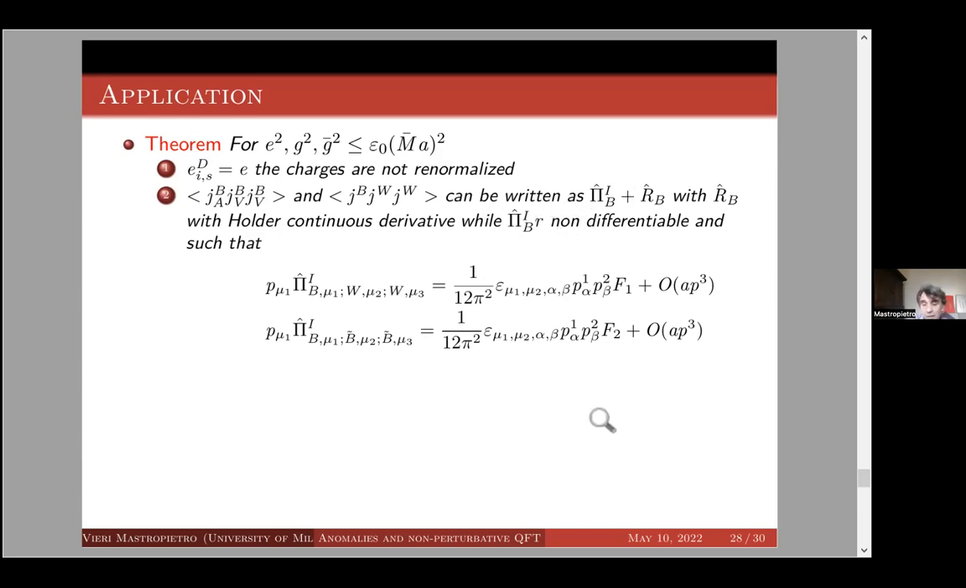And again, the differentiable part is exactly as in the free case. So there are no lambda dependent terms. There is no renormalization. And then F1 and F2 are exactly vanishing under the anomaly cancellation condition. So this is exactly the non-renormalized anomaly cancellation condition. Of course, the result is weaker than the previous one because I cannot really close the equation. I have this RB, which I can say is more regular. I cannot say it does not contribute.